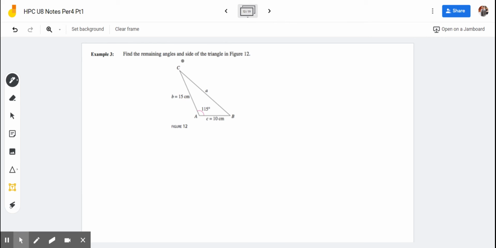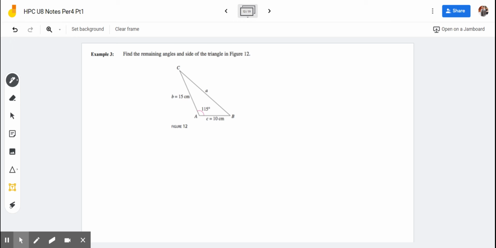Find the remaining angles and side of the triangle in figure 12. All right, so looking at example 3 here, it looks like we have an angle here. And if we were to try to set up the law of sines, sine of 115 over A, and then if we were to do this angle B and 15, we would have two variables. So that's how you know, okay, I can't quite do law of sines. So this is definitely another law of cosines case. And we have angle A and little a opposite from one another. So that's what we're going to solve first.